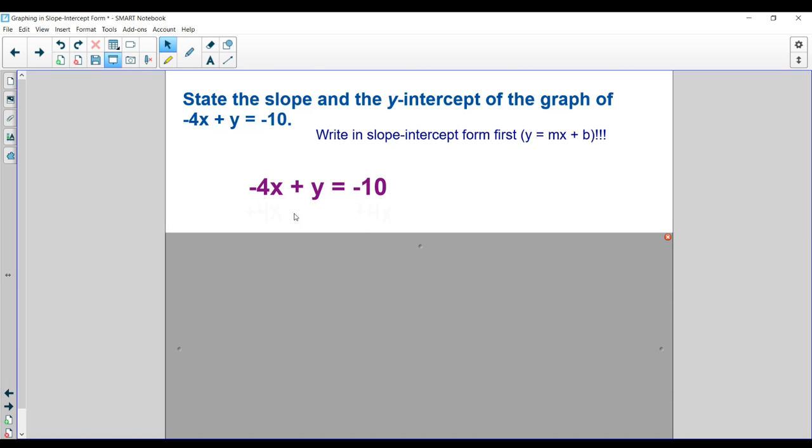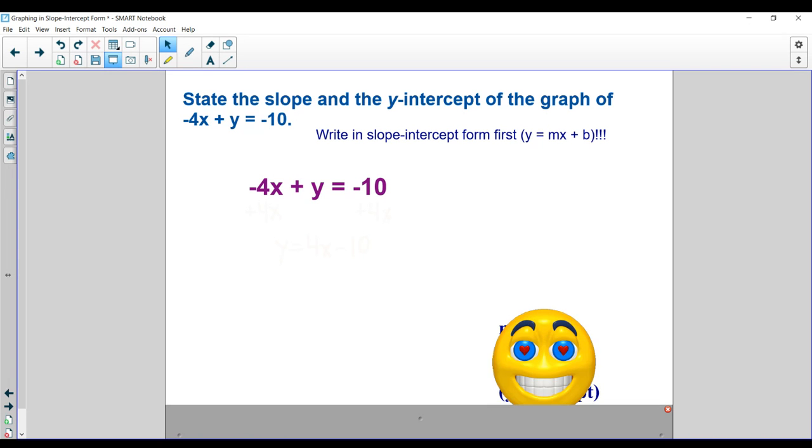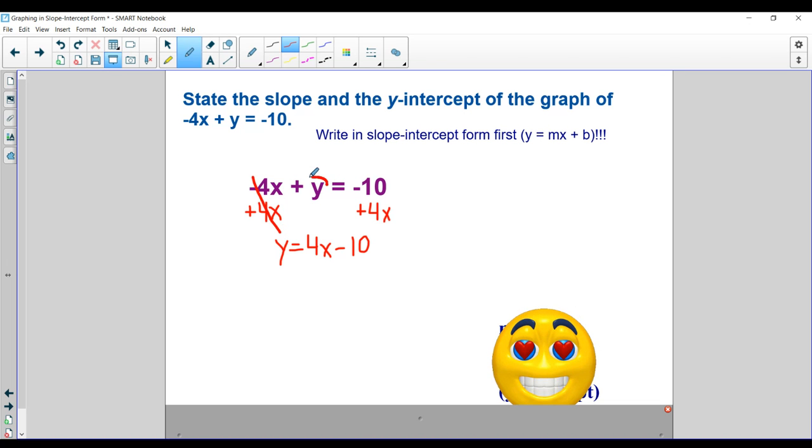In order to do that, we need to deal with this -4x. We know that the inverse operation for subtracting 4x would be adding 4x to both sides of the equation. If you do that, you will be able to cancel this out, leaving just your y. So we have y now by itself on the left side, and then I chose to put the 4x followed by the -10, just so that it would be in the form we're looking for. So it makes it easy to find our slope.